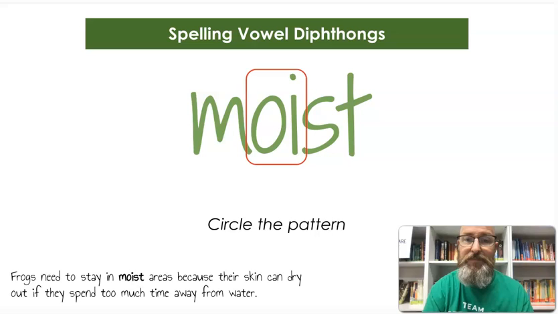M-O-I-S-T. Of course, there's that oi in the middle of the word or syllable, and it's spelled O-I. Frogs need to stay in moist areas because their skin can dry out if they spend too much time away from water.